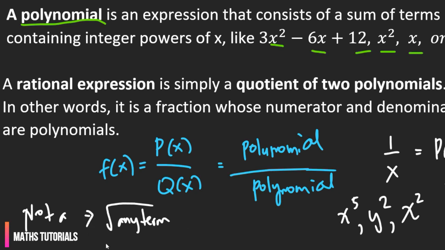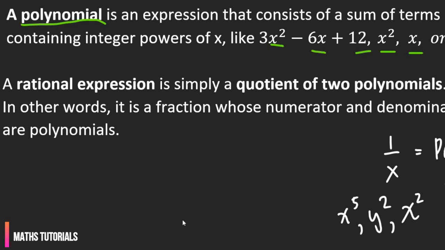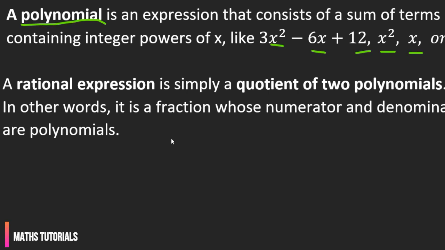Now, when we are given a polynomial divided by a polynomial, that is considered a rational expression. And if the numerator is not a polynomial, or the denominator is not a polynomial, then that is not considered a rational expression, because again the requirement to be a rational expression is that the numerator and the denominator must be polynomials. So if not, then the given is not a rational expression. Alright?